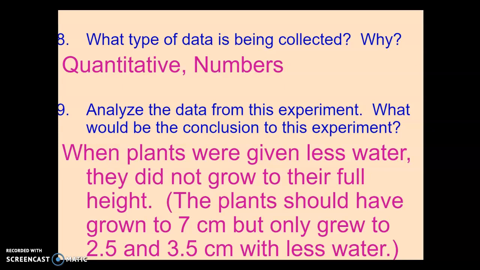And then number nine, the analysis and the creation of your conclusion. If we look at your data chart, which we could have easily made into a graph, we see that pot number three was the tallest. So it grew to probably its genetic predisposition, where it was supposed to grow to. The other ones did not make the mark, not even one and two. So when plants were given less water, they did not grow to their full height.